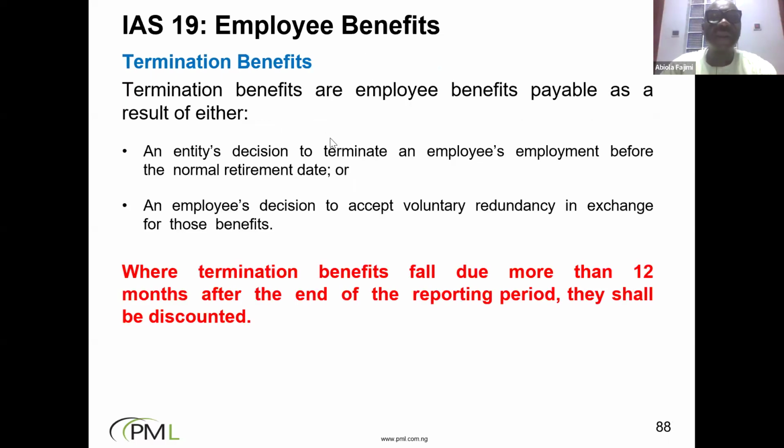Let's go to termination benefit. Termination benefits are employee benefits payable as a result of either the entity's decision to terminate the employee's employment before the normal retirement, or the employee's decision to accept voluntary redundancy in exchange for those benefits. You decide to let go of people before the normal retirement, or the fellow decides to accept. All of us heard the story of what happened in CBN last year when some of the employees decided to exit voluntarily on their own because of the incentive. Such benefit you need to pay to those people is considered as termination benefits.